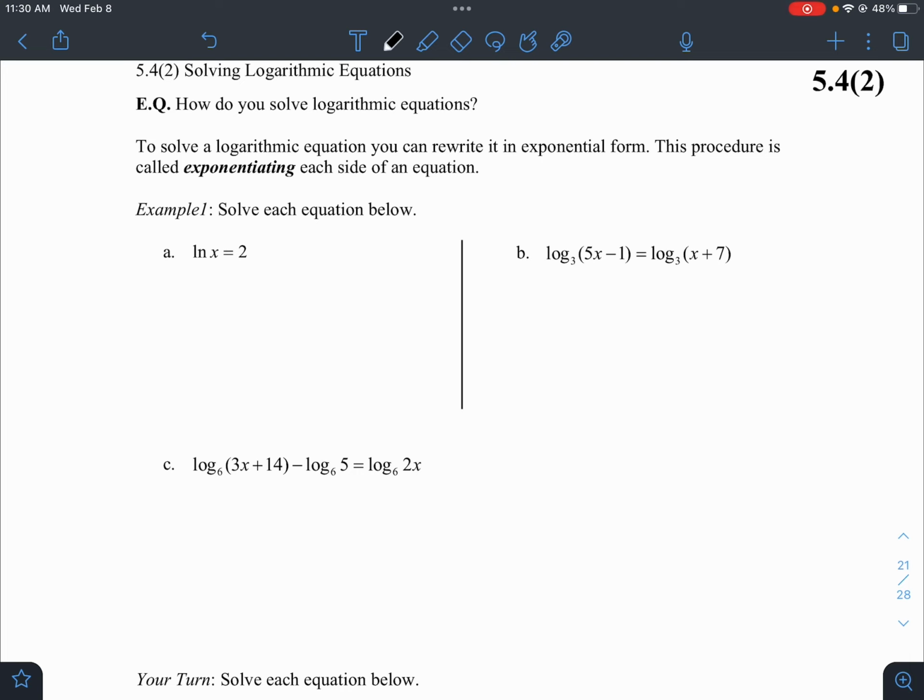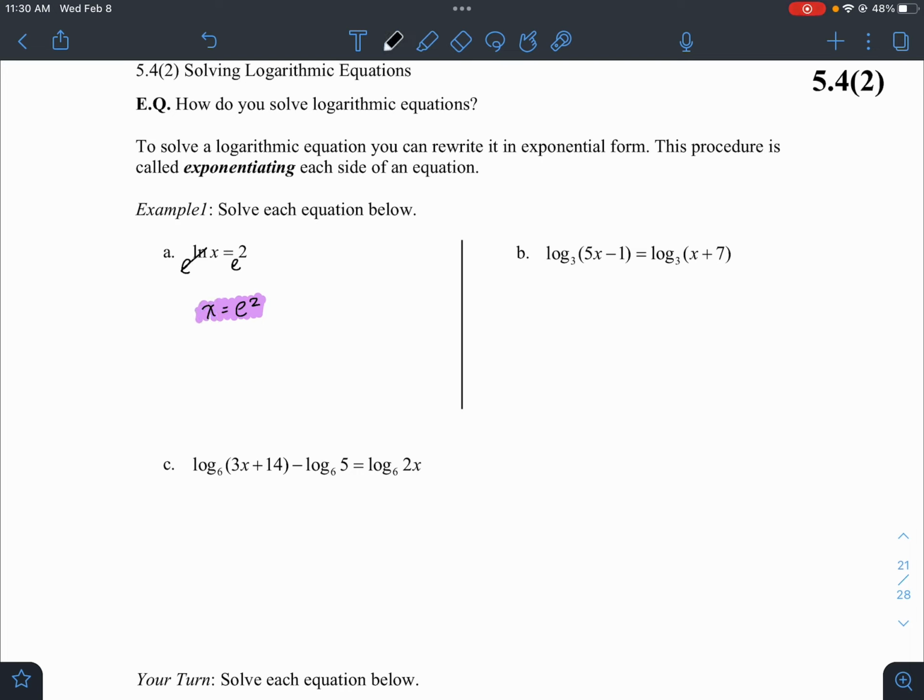So this one does look like just something we did yesterday. If I have ln of x equals 2, and I just want to solve this for x, I would do e to the ln of x equals e to the second power. And then your natural log and your e would cancel, and we get x equals e squared. Okay, so again, just like yesterday.